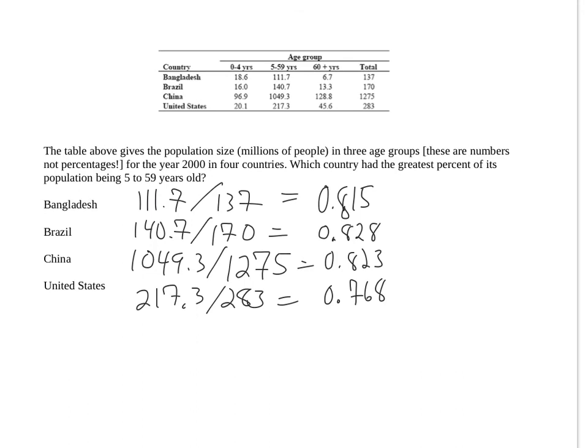Okay? So that's kind of how we're turning the data into information there. We don't just want to say who has the largest number of 5 to 59-year-olds. We want to say which country has the highest proportion of 5 to 59-year-olds. That's what that means. All right, so that's how we are turning data into information this week.